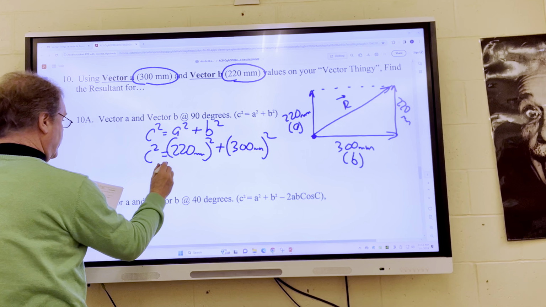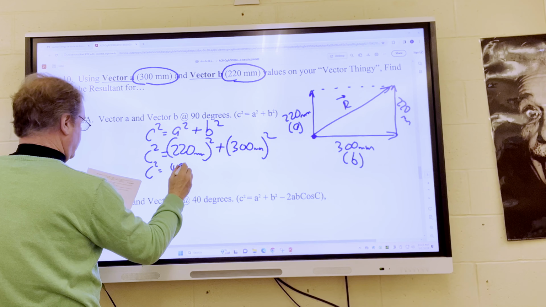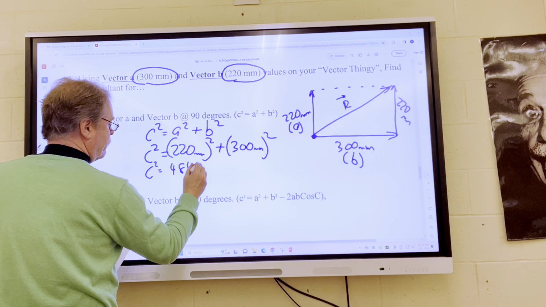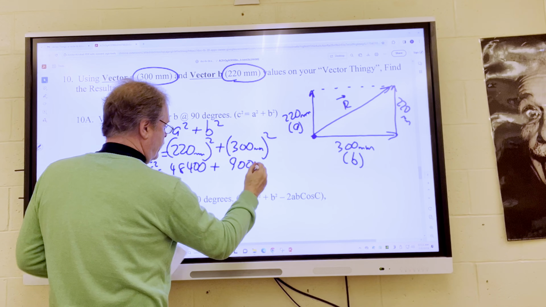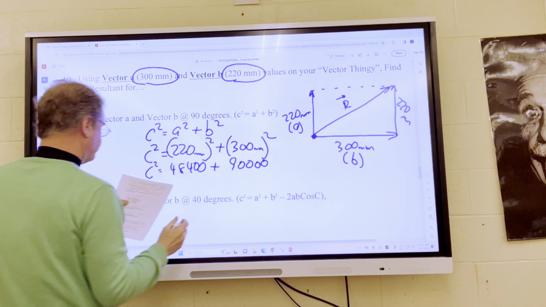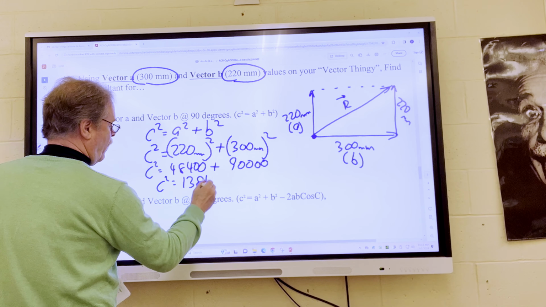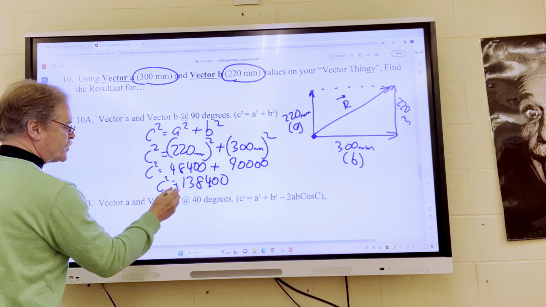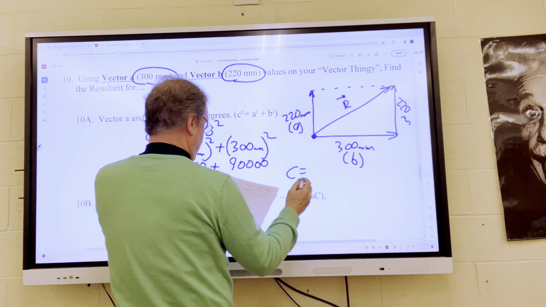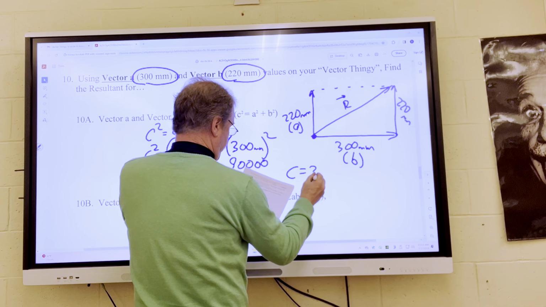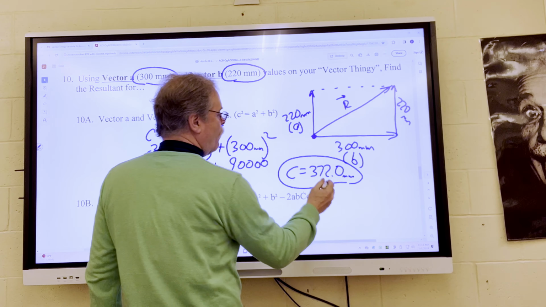And this would come out to be C squared equals 48,400 plus 90,000. And C squared would equal 138,400. And of course, to solve this, you would want to square root that. And C will come out to be, I'm not worried about significant digits here, 372.0 millimeters. This would be what we call the resultant.